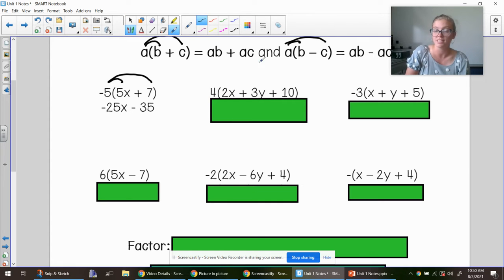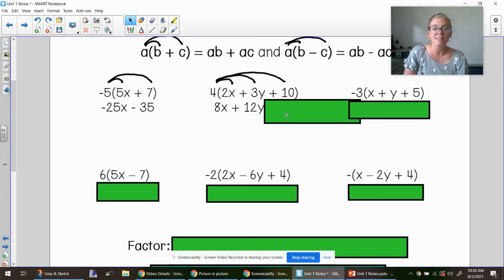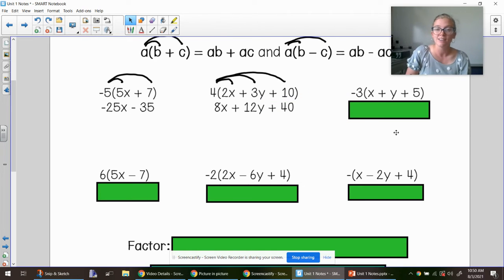Let's look at the next one. This is a little bit longer. There's 3 parts in here. The rules do not change. We have 4 times 2x plus 3y plus 10. We're multiplying 4 times this whole sum. We're going to multiply 4 times every single part. 4 times 2x is 8x. 4 times 3y is 12y. And 4 times 10 is 40.